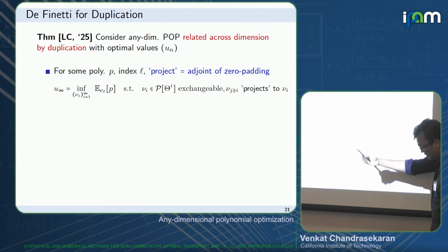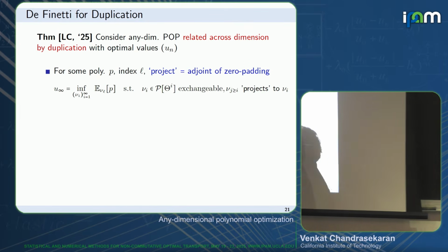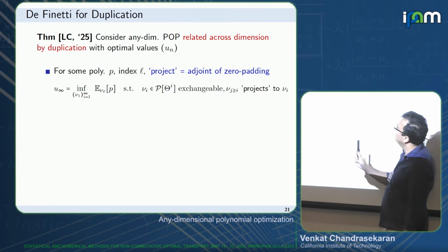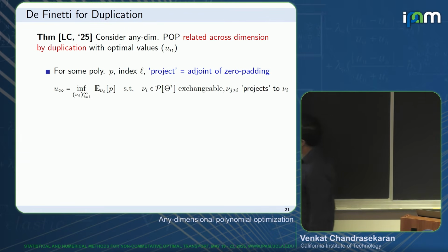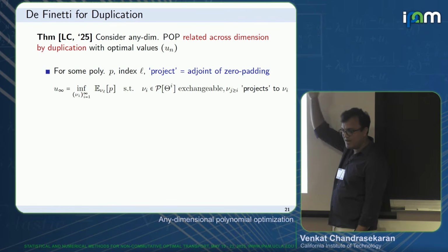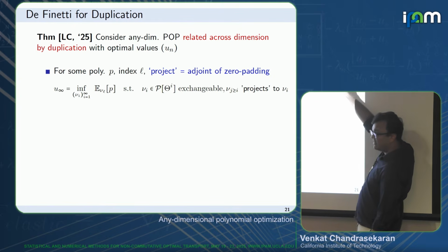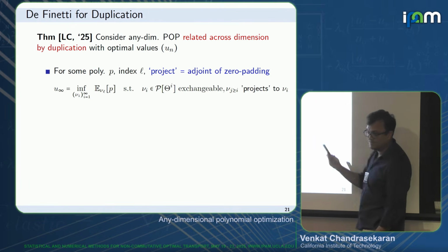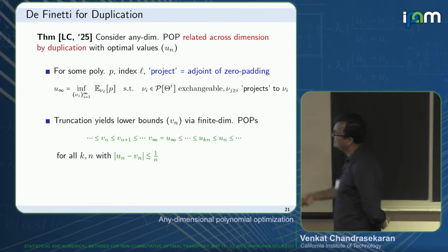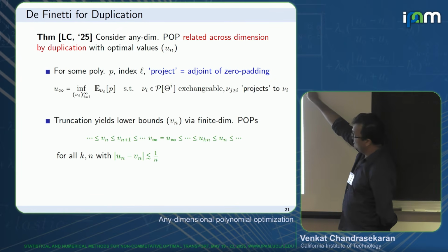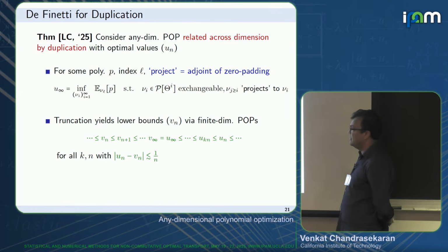as a problem over sequences of measures, where there exists some polynomial p, an index L for the sequence of measures, and a notion of projections given by the adjoint of the zero padding map. So if the original problem is related across dimension by duplication, projection is given in terms of zero padding. That suggests a kind of pairing or duality between those things. And truncating this formalism yields lower bounds v_n via finite dimensional POPs.